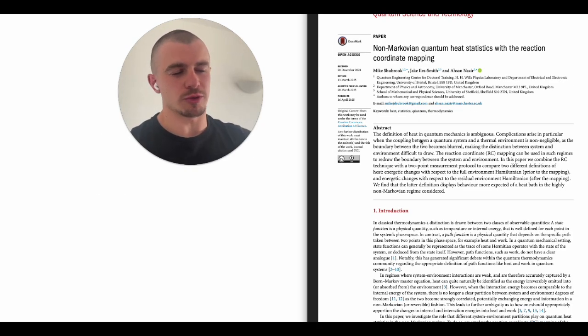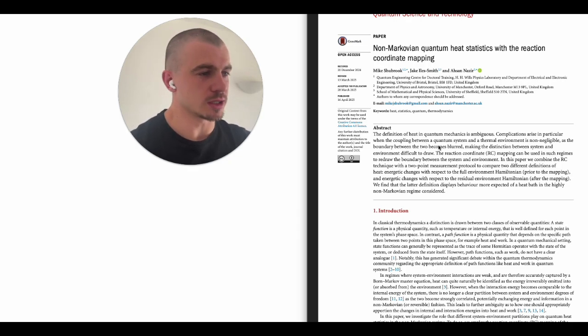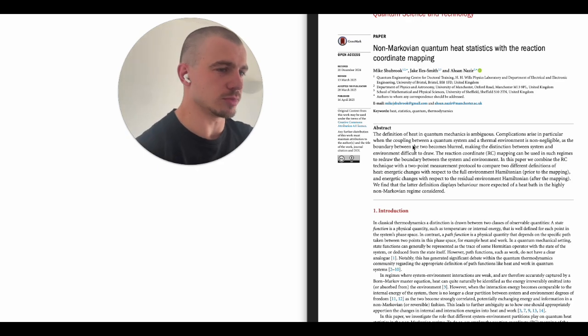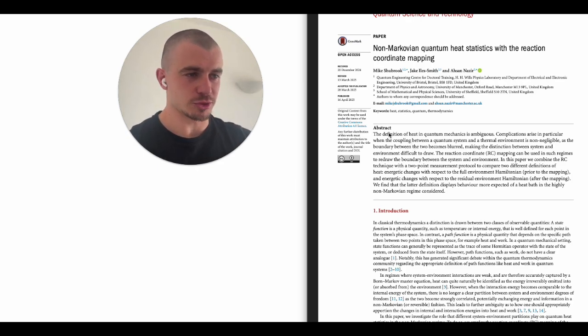So I'm not going to read the full paper word for word, but I do think that there's certain sections which it would be useful for me to read and then maybe explain in a little bit more detail. And the abstract will be one of those. So let's read this now. We say that the definition of heat in quantum mechanics is ambiguous, right? It's not well defined. People disagree about it.